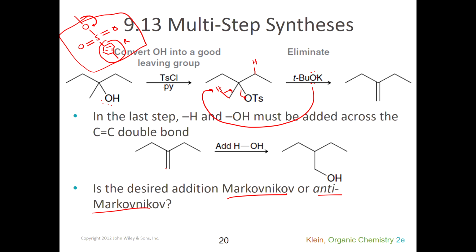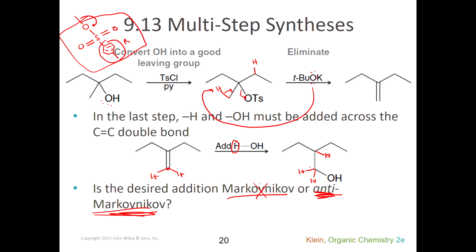So if there are already two hydrogens here, and I'm trying to add this hydrogen here, I'm doing an anti-Markovnikov reaction. Not Markovnikov, right? Markovnikov would predict that this hydrogen would go to the carbon that already had more hydrogens, and that would put the OH here. But that's where I had it in the beginning, so I'm obviously not trying to just go back.